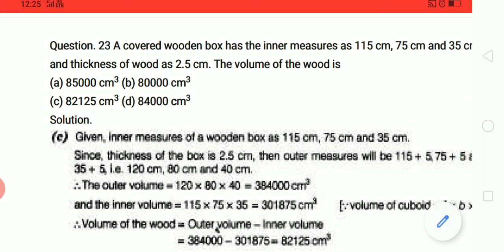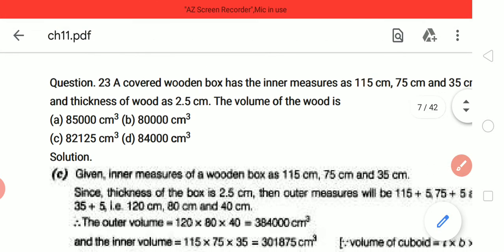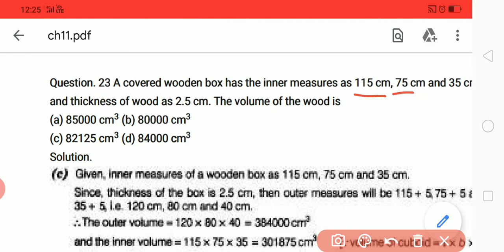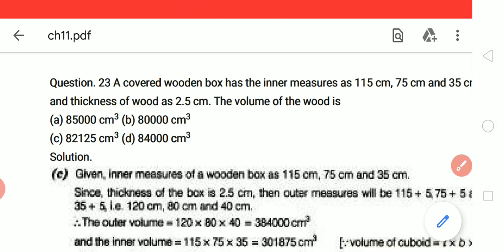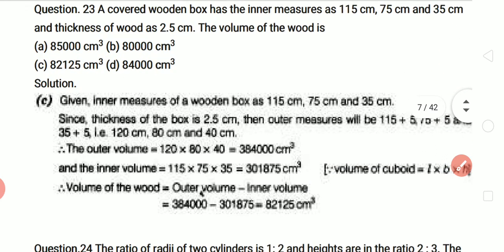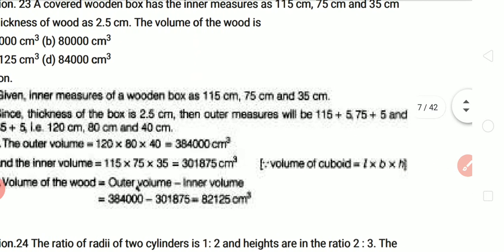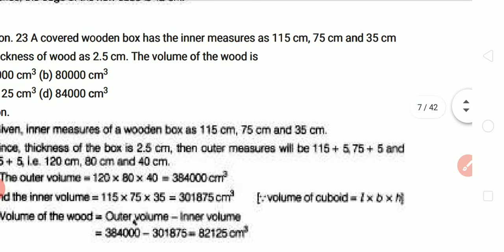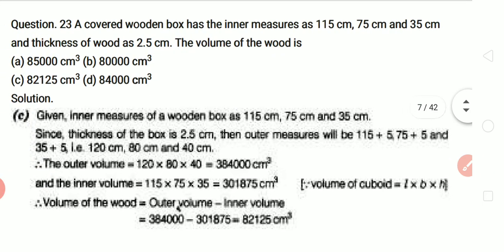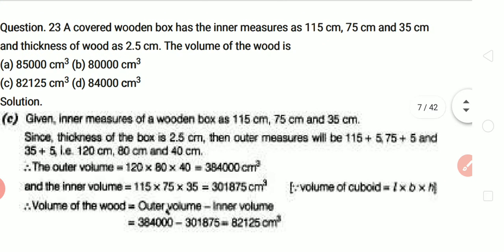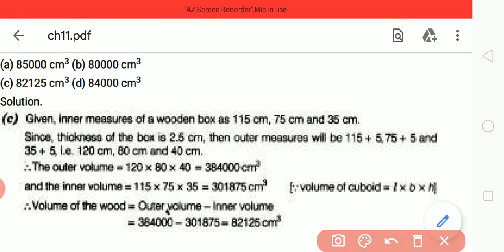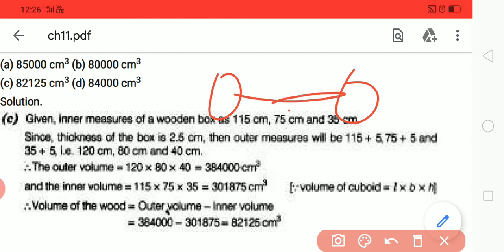A covered wooden box has inner surface measures 115, 75 and 35, and the thickness of the wood is 2.5. Find the volume of the wood. At first we have to find the outer measures: 115 plus 5, 75 plus 5 and 35 plus 5, that is 120, 80 and 40. Because 2.5 is the thickness on both sides, 2.5 plus 2.5 becomes 5, so on both sides we add 5 to the original.